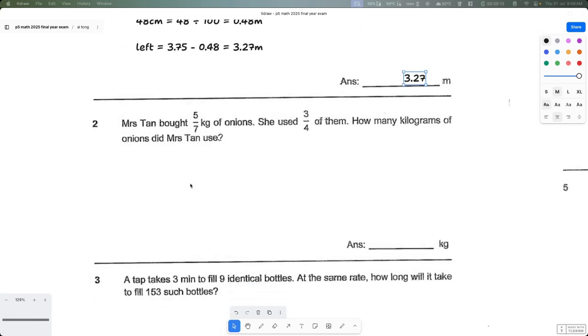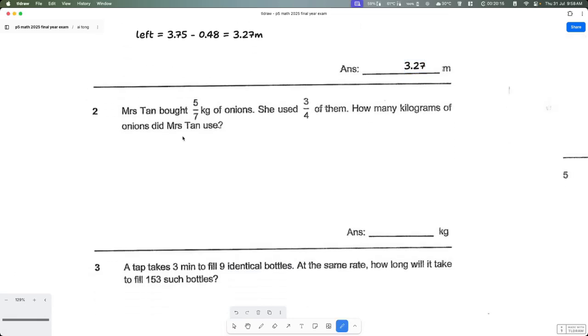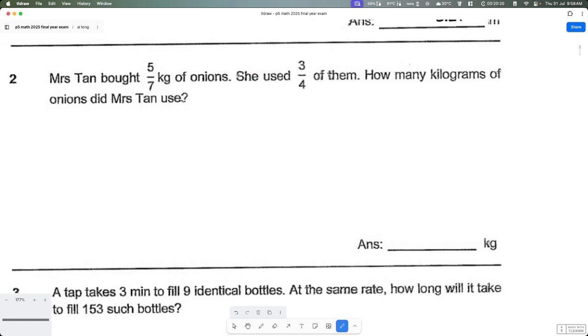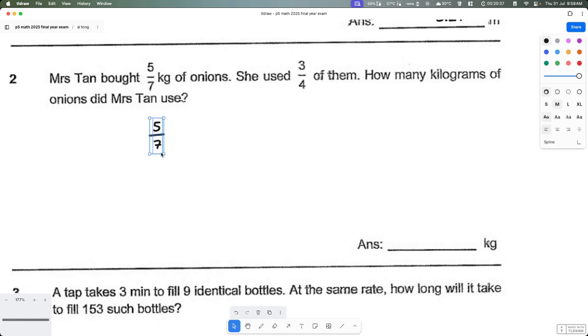Question number 2. Mrs. Tan bought 5 out of 7 kilograms of onions. She used 3/4 of them. How many kilograms of onions did Mrs. Tan use? So we have 5 out of 7, and she used 3 out of 4 of them. A common mistake is people do 5 over 7 minus 3 over 4, which is not the correct answer.